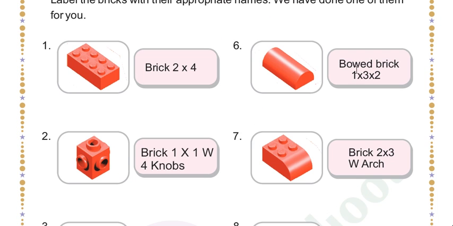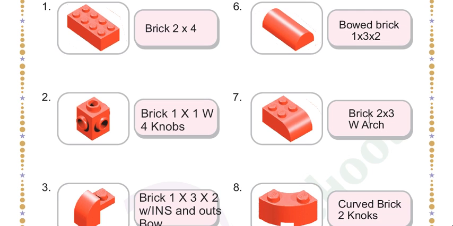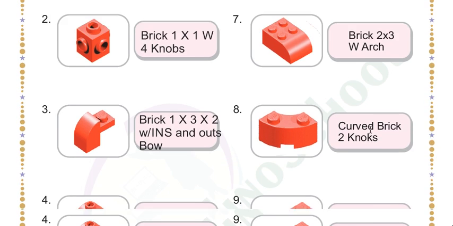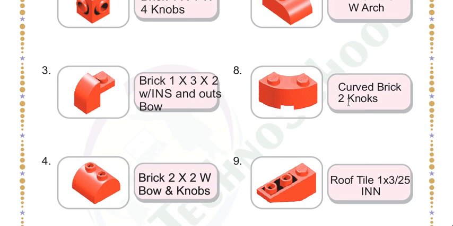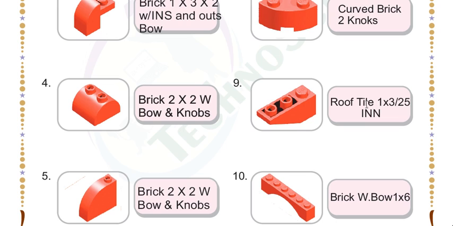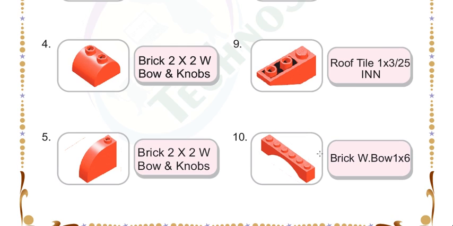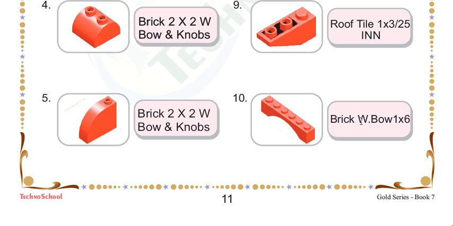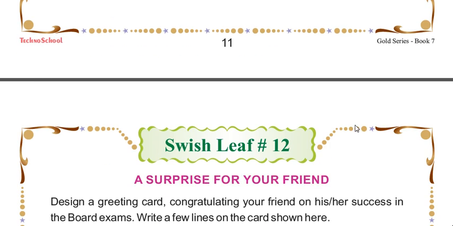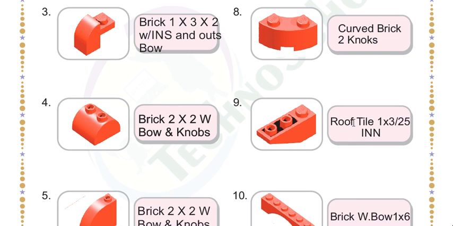Then sixth one, bowed brick 1 into 3 into 2. Then seventh one, brick 2 into 3 W arch. Eighth one, curved brick 2 knob. Then ninth one, roof tile 1 into 3 bar 25 in. Then 10th one, brick W dot bow 1 into 6.